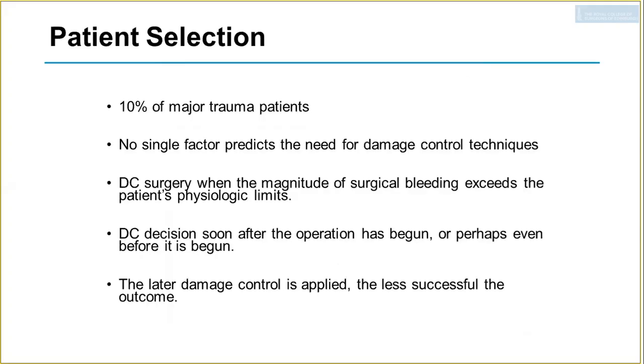Now, we've got to select our patients for this. Overall, damage control, we're looking at about 10% of our major trauma patients, but no single factor predicts who needs it or who requires it. A lot of this is a judgment call. You should consider it when the magnitude of bleeding exceeds the patient's limits. And again, the sooner the decision is made, the better the outcomes for the patient.